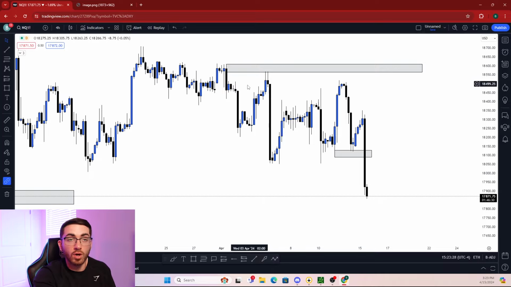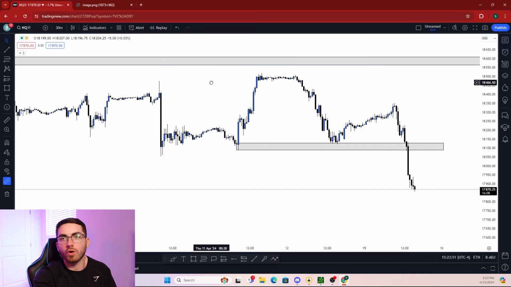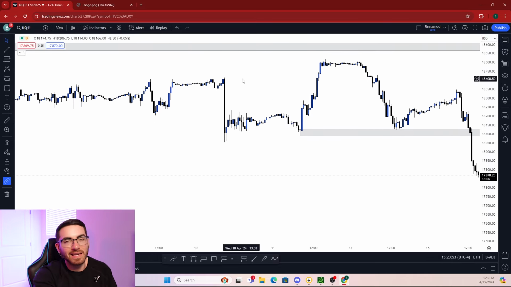So these levels work. But like I said, when it comes to using supply and demand, I use it more so when the market's just in a choppy area and it's not near any fibs, it's not near any support or resistance levels. So that's when I'll mainly start relying on these supply and demand levels.